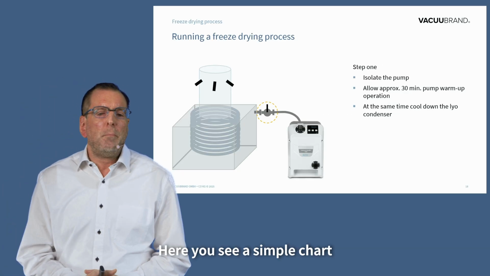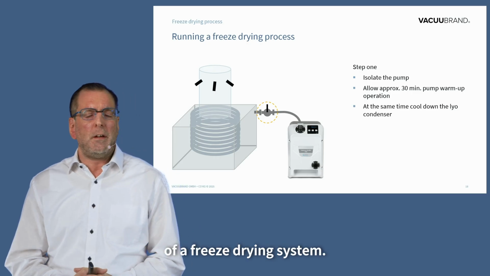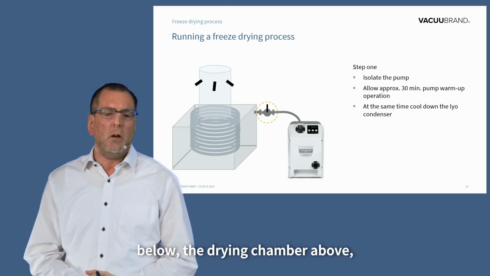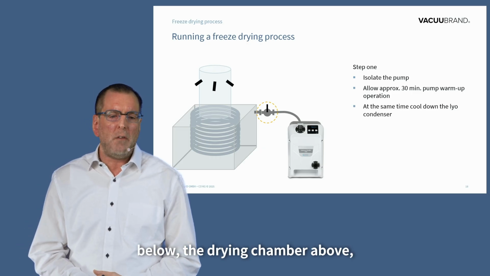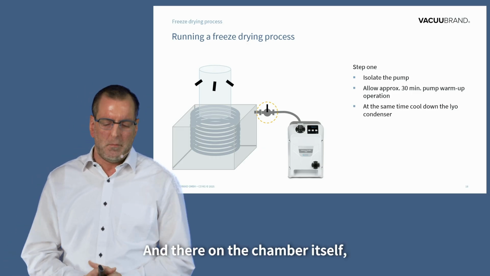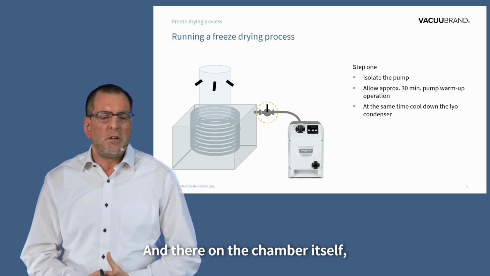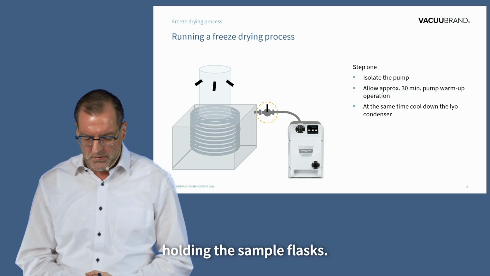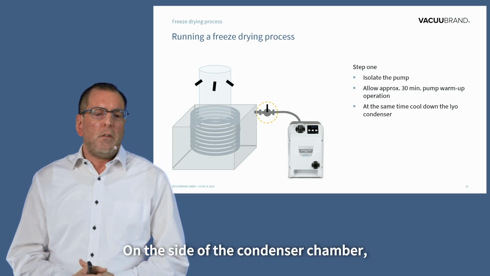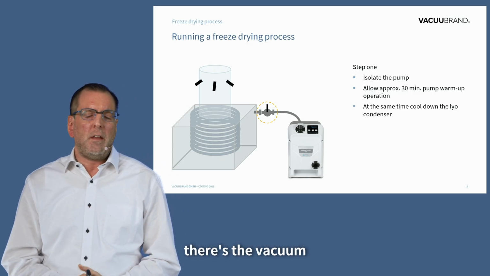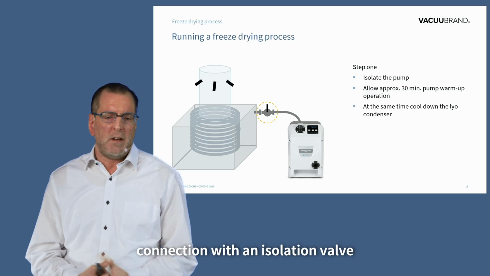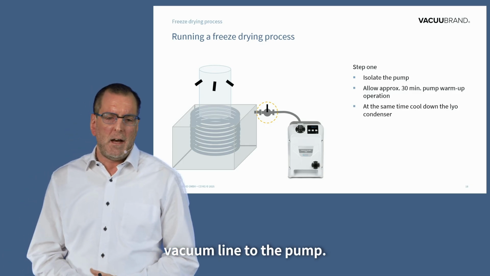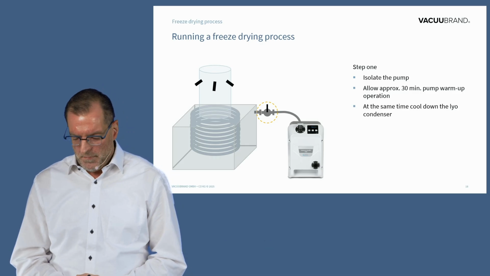Here you see a simple chart of a freeze-drying system. You see the condenser below, the drying chamber above, a typical lab system layout, and on the chamber itself there's the manifold for holding the sample flasks. On the side of the condenser chamber there's the vacuum connection with an isolation valve towards the pump, and then there's the vacuum line to the pump.